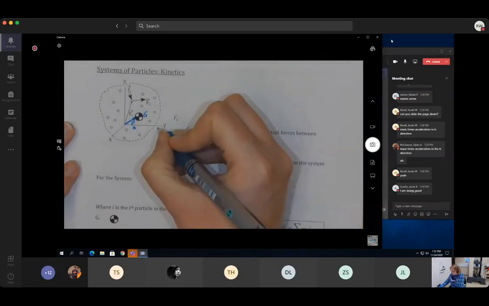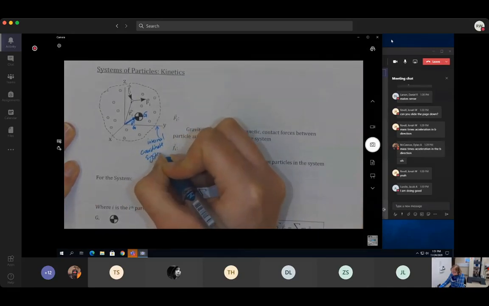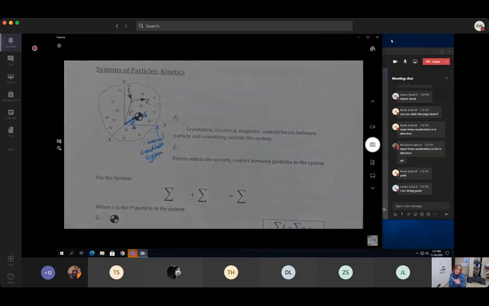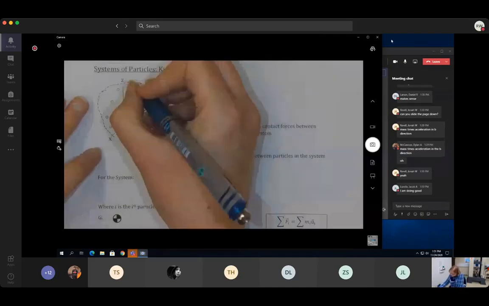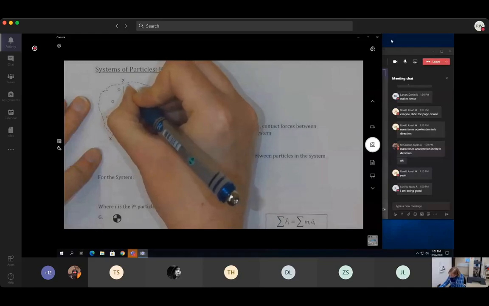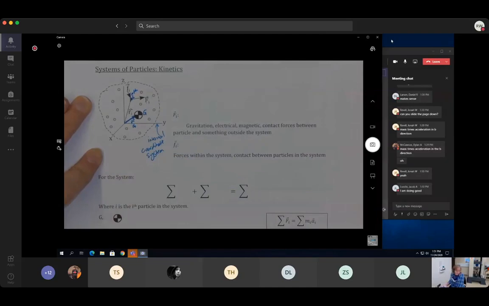We have an internal coordinate system that we're working with, and so we've got some point where we're measuring everything from: location, directions of things, all of that. On each individual particle, we can call this the ith particle, there are internal forces and external forces that are acting on it.